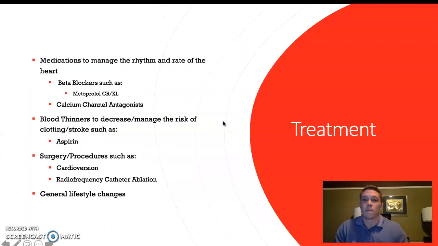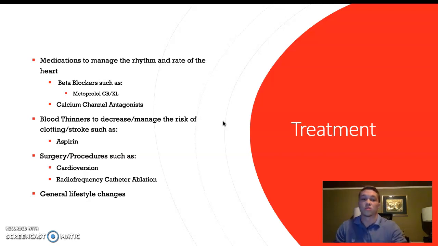Treatments for AFib, there's a few of them. There's medications that can manage the rate and the rhythm of the heart, such as beta blockers or calcium channel antagonists. Beta blockers essentially suppress the sympathetic nervous system, which therefore lowers the heart rate and blood pressure. You can use blood thinners to manage the risk of clotting or stroke, such as aspirin, or there's also surgical procedures that can be done, such as cardioversion and radiofrequency catheter ablation.